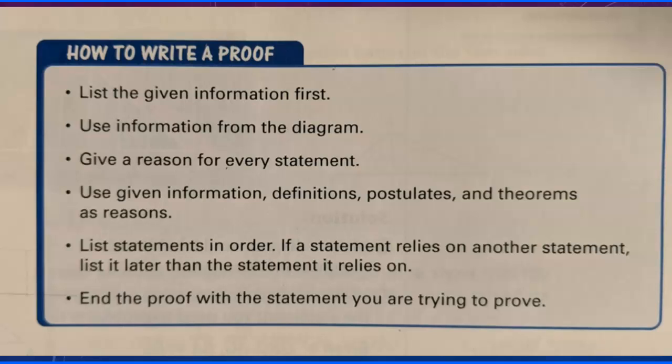So let's start. So the first thing, when they give us a proof, they always give us some given information. And so make sure that you look at the diagram, and they might not give you the given information in words, but they might give it to you in symbols. When you see the congruent symbols, that's given information, even if they don't say it in words. So look at everything. And that's the second point. Use the information from the diagram.